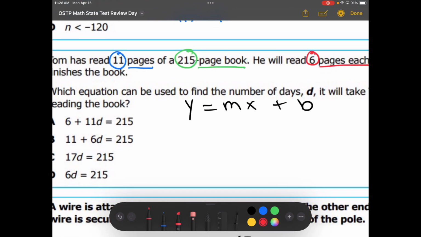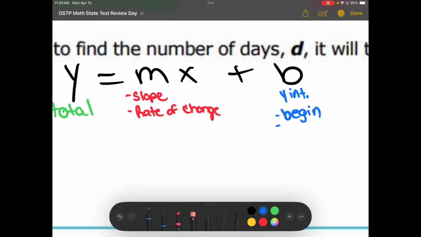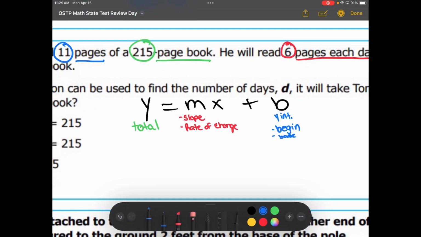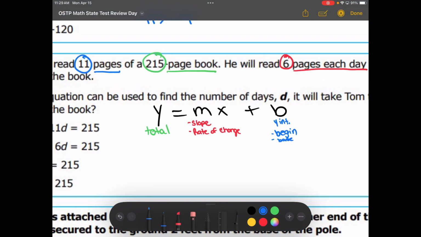Looking here, I told you guys y is always your total amount, total cost, total amount spent, how much did you spend, how much are you receiving, it's your total. M, this is your slope, but it's also your rate of change. The last one, this is our y-intercept. This is our beginning. Where do you begin? It's your base amount. Now that we know these 3 things, we can write our equation.